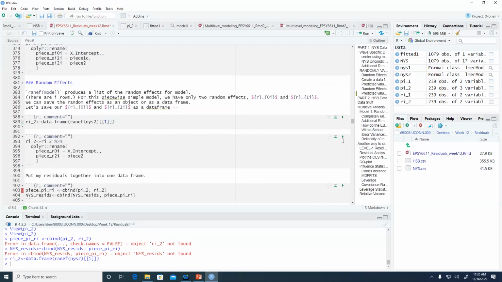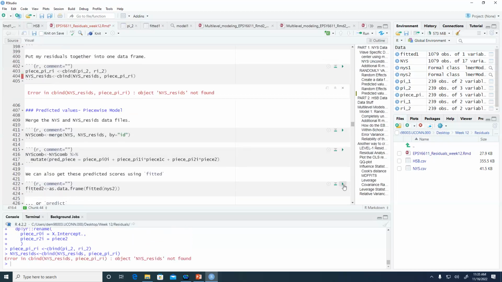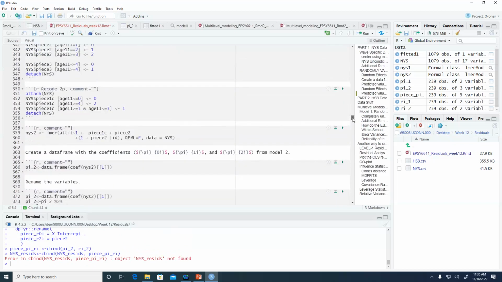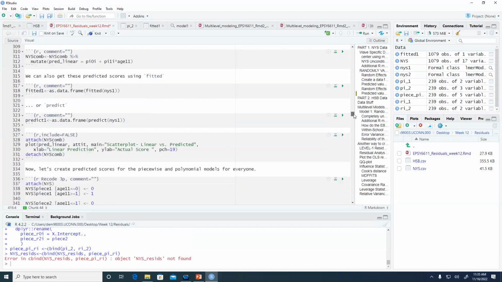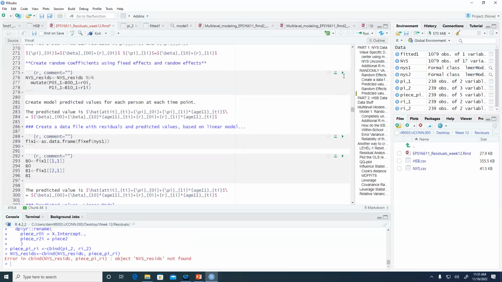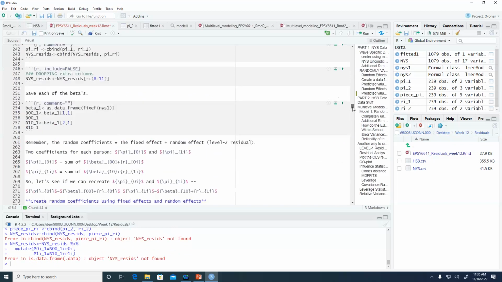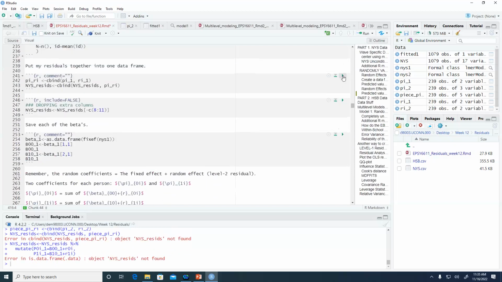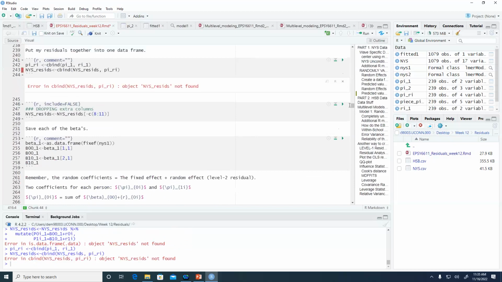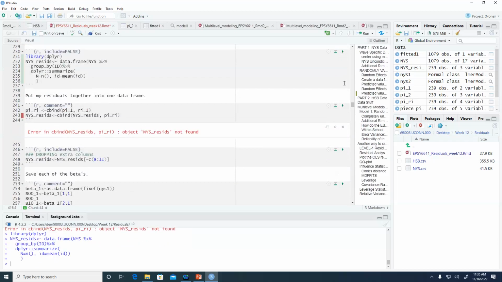Okay, so run. I think this is the way to run. Object NYS resids not found. Uh-oh, did I not create that? Above. There we go. Now, see, this is what happens when you skip things. There we go, NYS. Here it is. Okay. That wasn't the first time I called it. There it is. There we go.